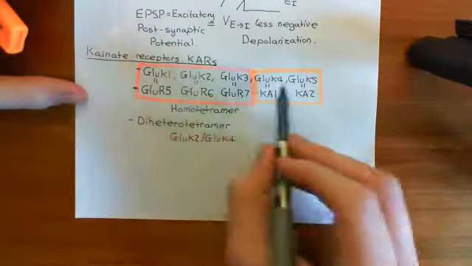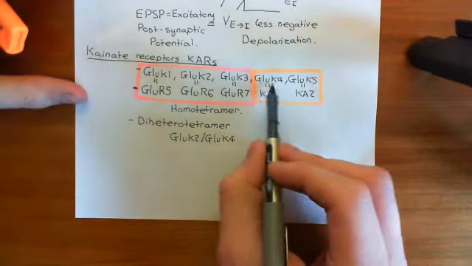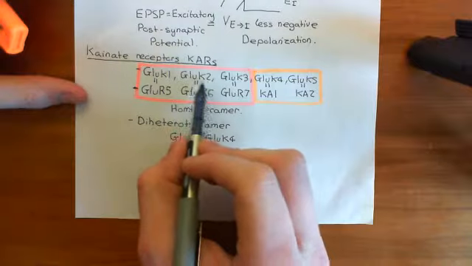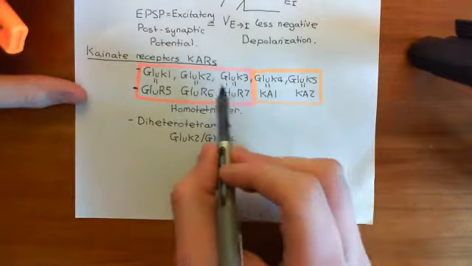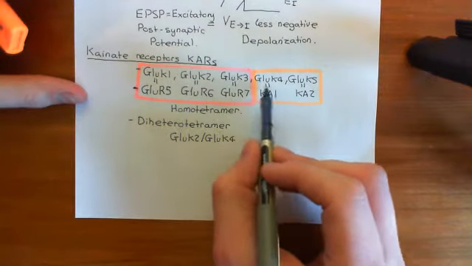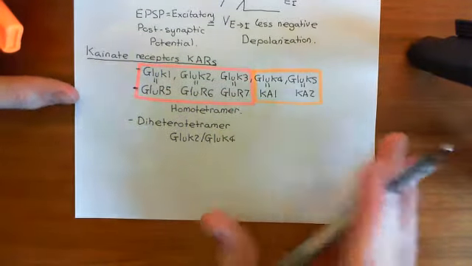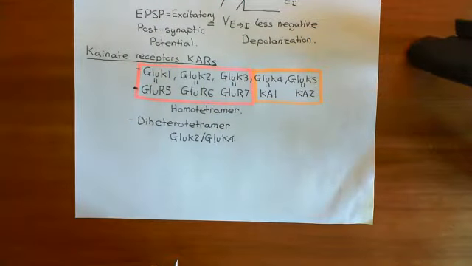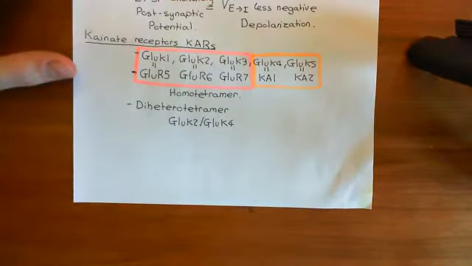In total, that gives us 6 possible diheterotetramers. You can find GluK1, GluK4 diheterotetramers, GluK1, GluK5 diheterotetramers, GluK2, GluK4 diheterotetramers, GluK2, GluK5 diheterotetramers, GluK3, GluK4 diheterotetramers, and then finally GluK3 paired with GluK5. Those are the diheterotetramers you can find, and those now are the kainate receptors. Now, what we also want to discuss is what the effect of opening a kainate receptor via binding glutamate to it is going to be.